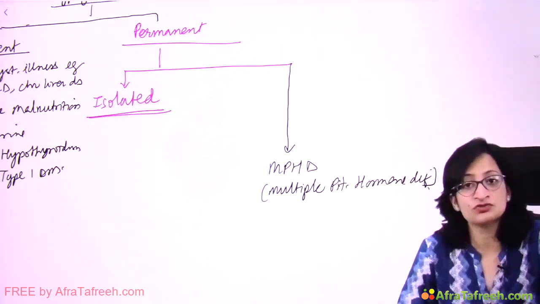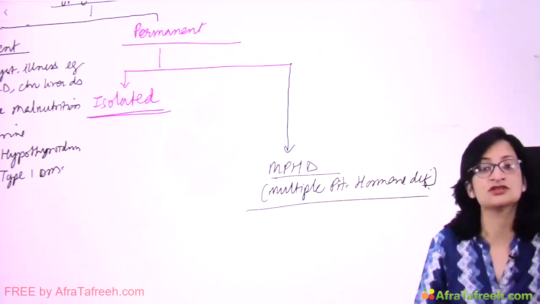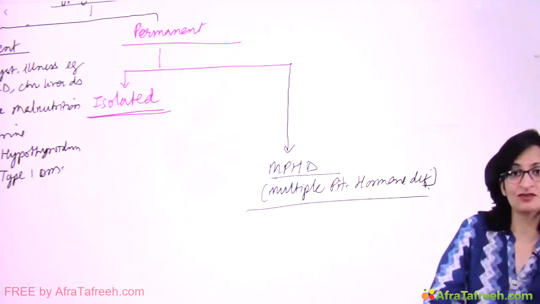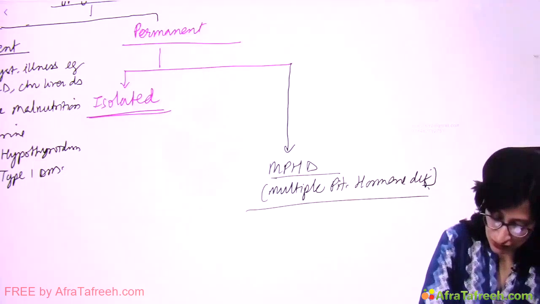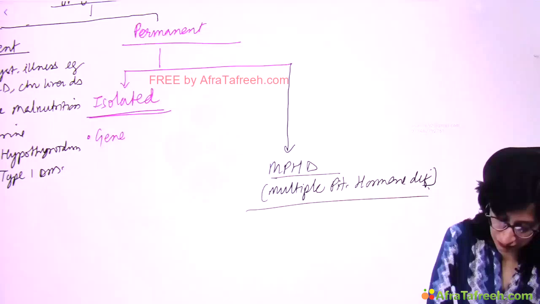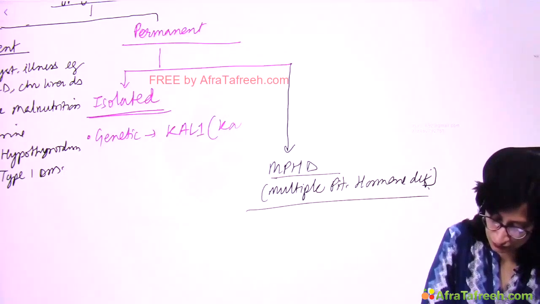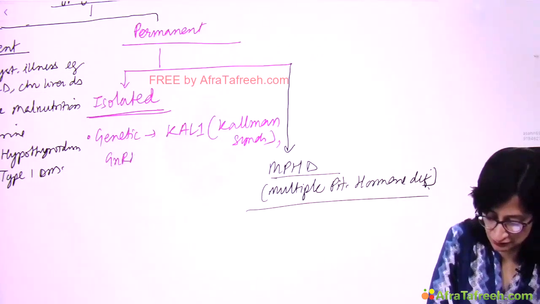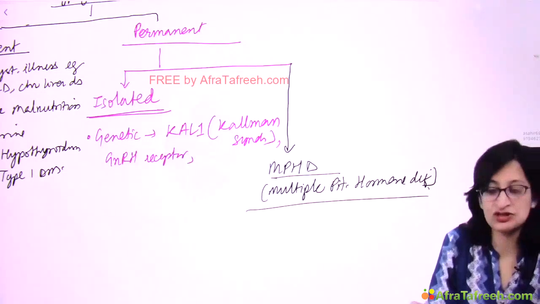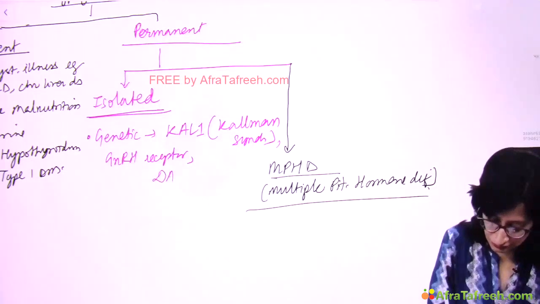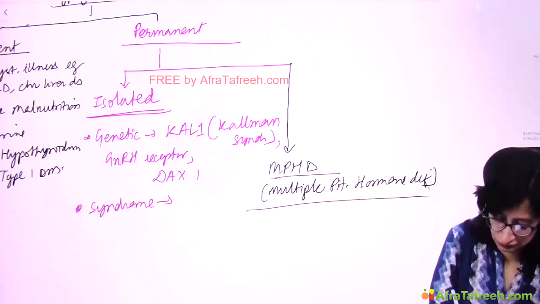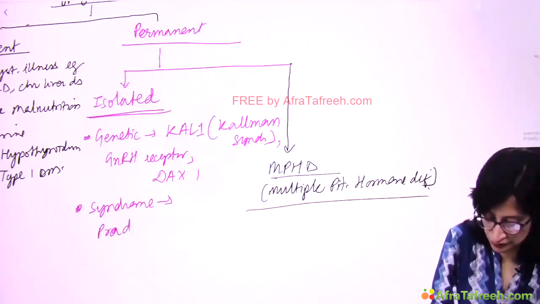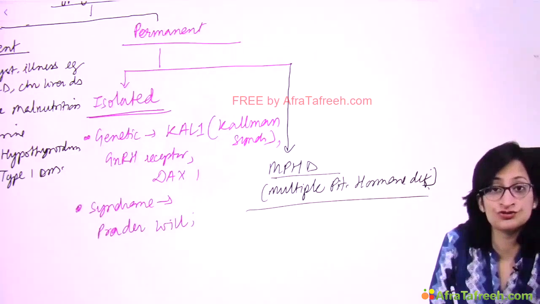So isolated causes would include some genetic causes, which can be due to mutation of several genes like the KAL1 gene in Kallmann syndrome, the GnRH receptor gene, then mutation in the DAX1 gene. Then some genetic syndromes like Prader-Willi syndrome and Laurence-Moon syndrome.